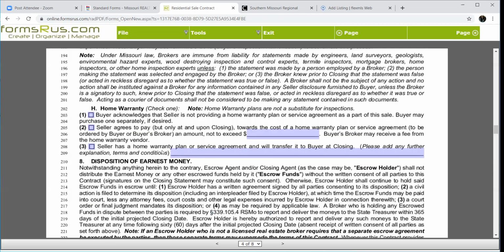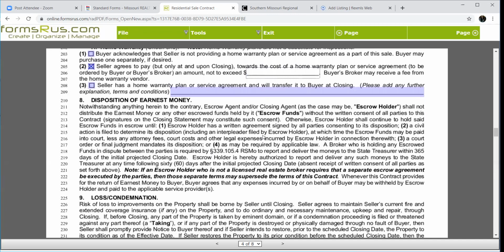Okay? Home warranty. Either the seller's not giving one, the buyer wants one, or the seller already has one in place. And I will show you in a minute where I normally just attach this to the contract as well. I usually fill out the home warranty and send it with it rather than just asking for a random one. I will fill out the information and send it to them.